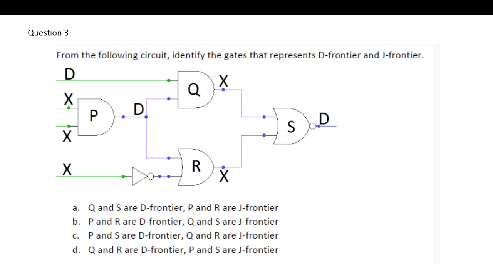From the following circuit, identify the gates that represent the D frontier and the J frontier. Here we have a D. So Q can propagate the value, and R can also propagate the value, because these are non-controlling, and that's why it is a don't care. So the D frontier will have Q and R.